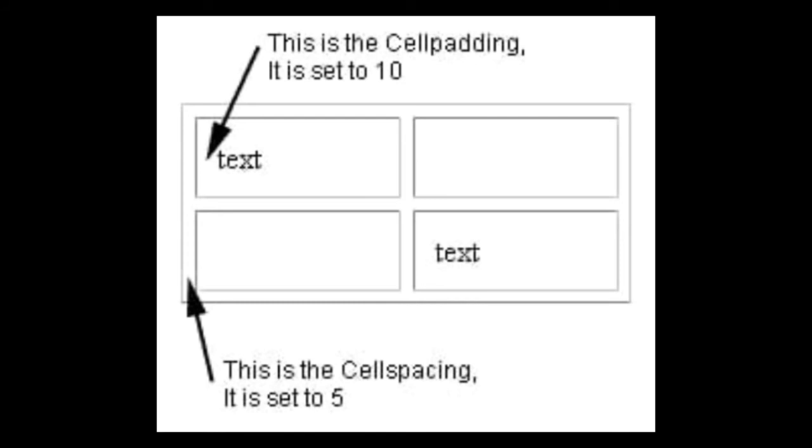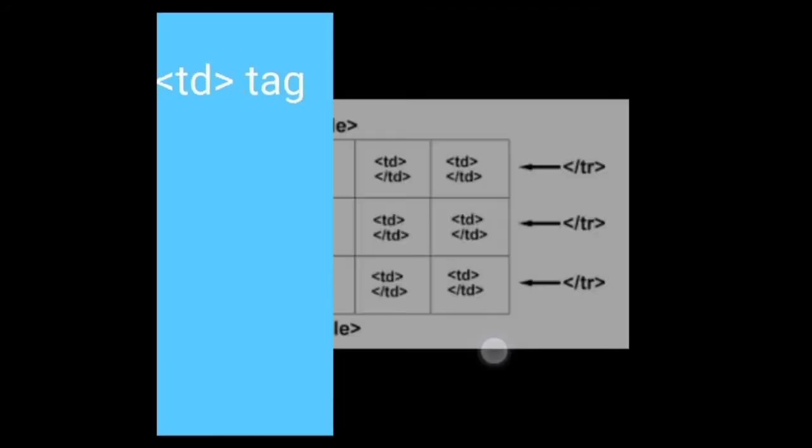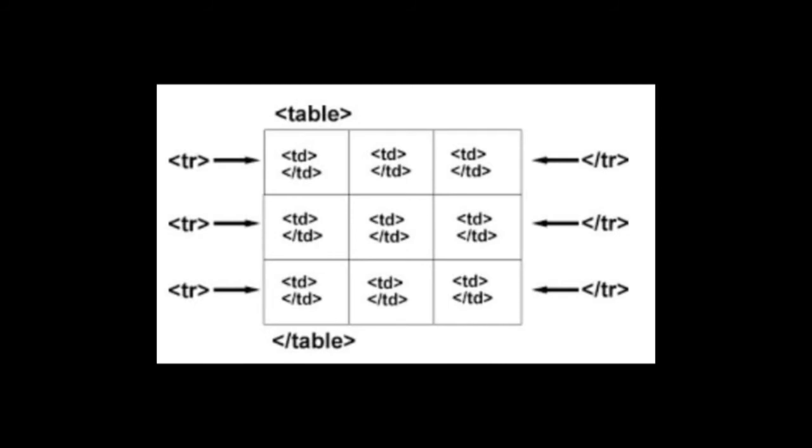Then cell spacing, this attribute is used to adjust the space between two adjacent cells. The next topic is attributes of the TD tag. The TD tag stands for table data. This TD tag is used to define table data, that is the data inside the rows. The table tag in HTML creates a series of cells which are filled up using the TD tag.